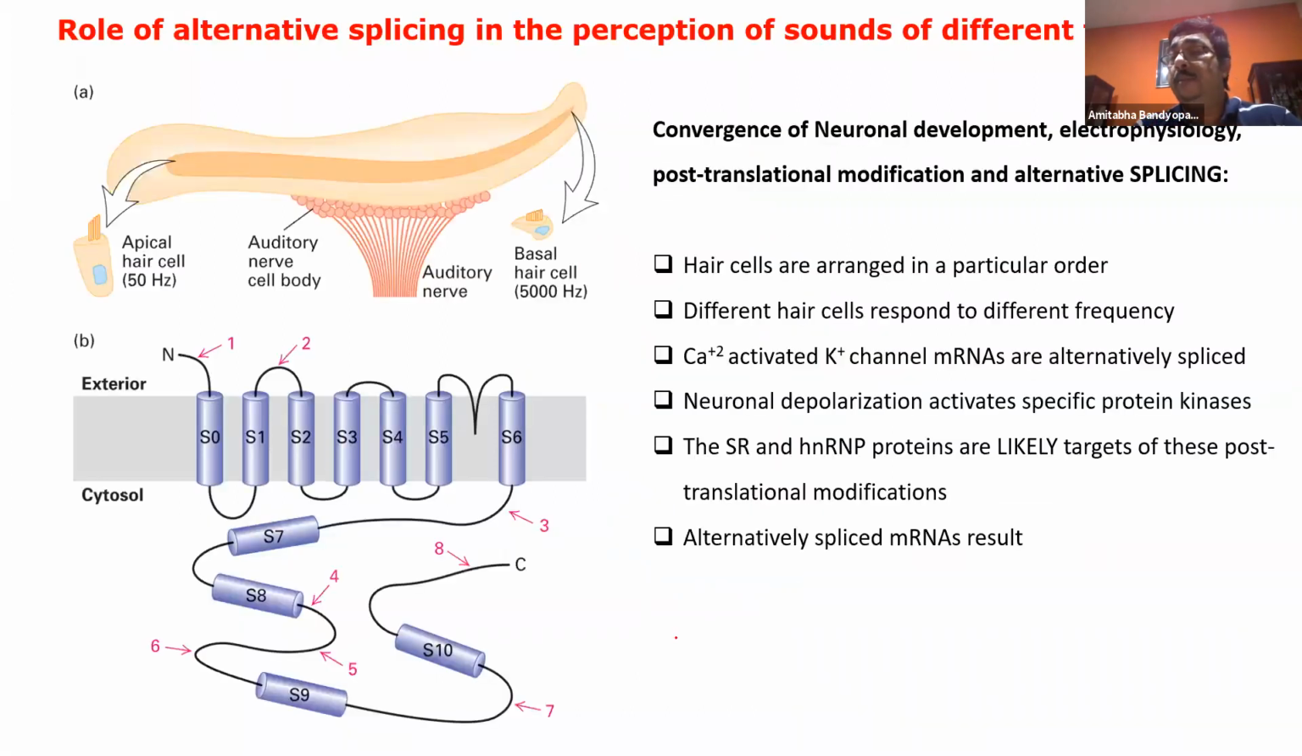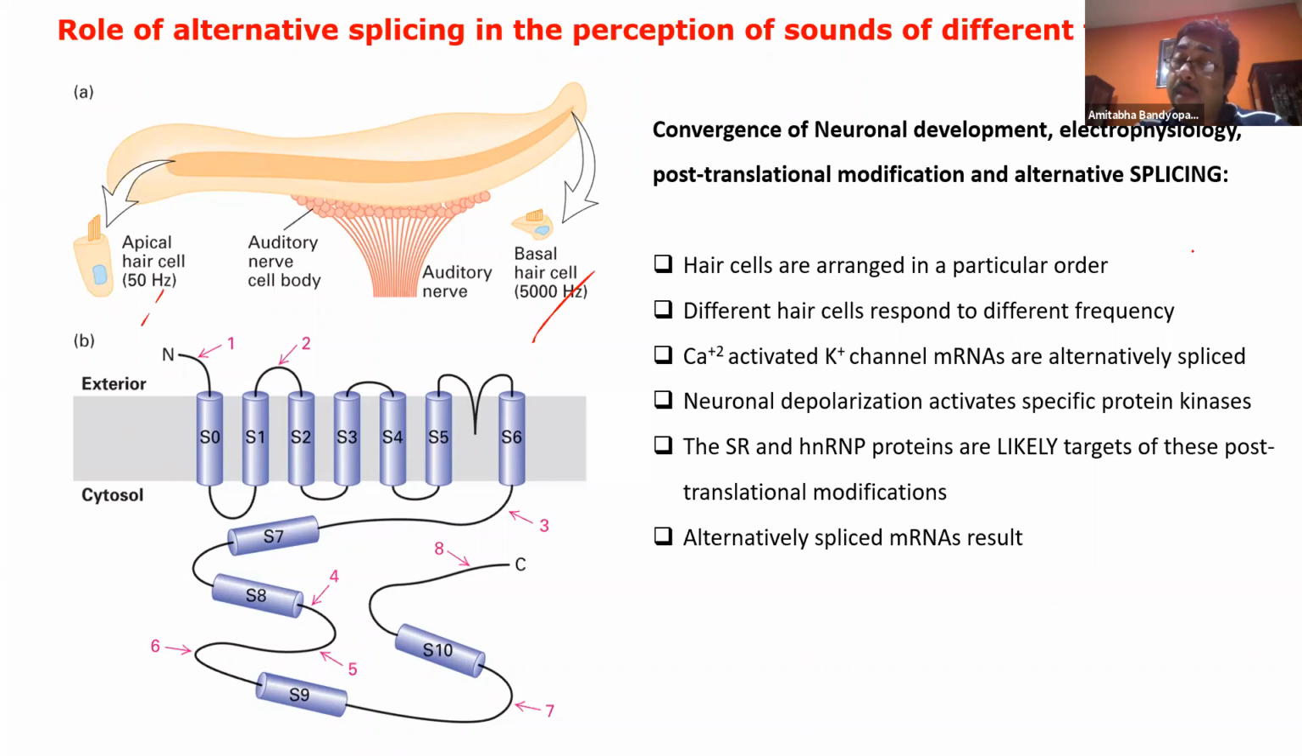Similarly, we know that differential splicing is critically important for our hearing. In the inner ear there are hair cells, and they respond to different frequencies of sound. There is an apicobasal polarity in the hair cells of the inner ear. The way we hear is basically purely electrical, a matter of electricity flow. Once the hair cells are excited, they activate calcium-activated potassium channels, and then neuronal depolarization is activated with specific kinases, and that's how we get to hear.